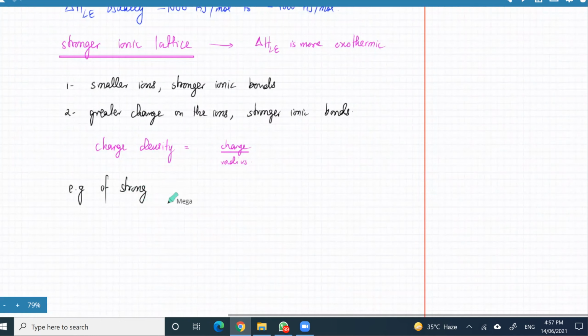NaCl is not a strong lattice. NaCl is a very weak lattice. You can easily break it into tinier particles by just crushing it in your hands. So, examples of strong ionic lattices.